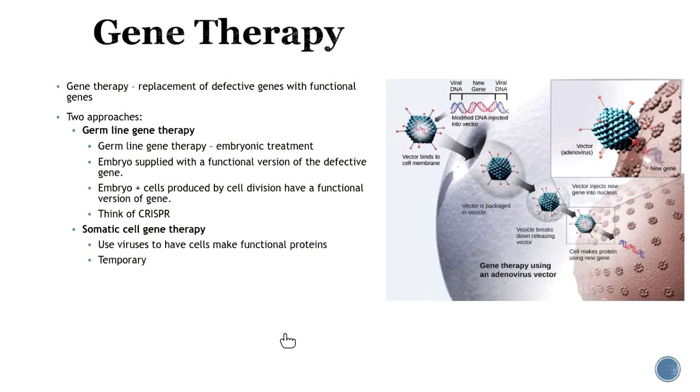Now, one thing that we can use this to do is use it for gene therapy. So sometimes we have defective genes instead of functional ones. It just happens. There's two different approaches that we can take. There's germline gene therapy. I think CRISPR fits into this category. Basically, at the embryo stage, we're going to go through and fix it, especially for people that go through IVF and know a genetic problem is probably going to happen.